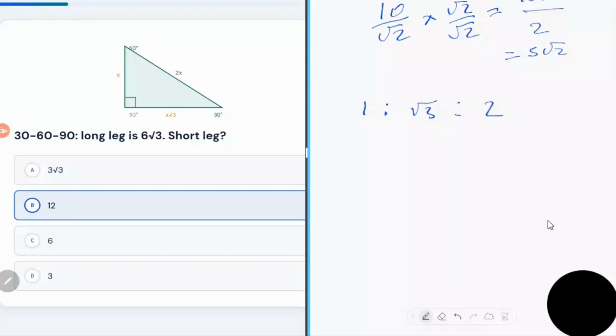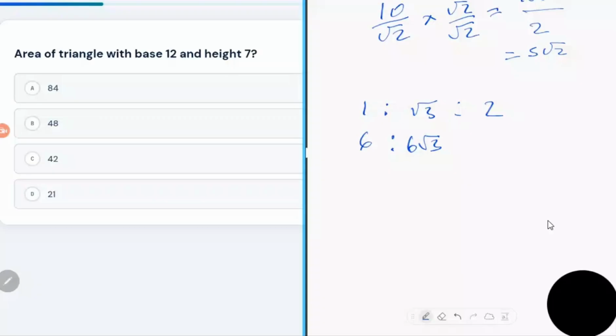Long leg is 6 root 3. This is the short leg. This is the hypotenuse. Area of a triangle with base 12 and height 7. Area equals half base times height. Okay.